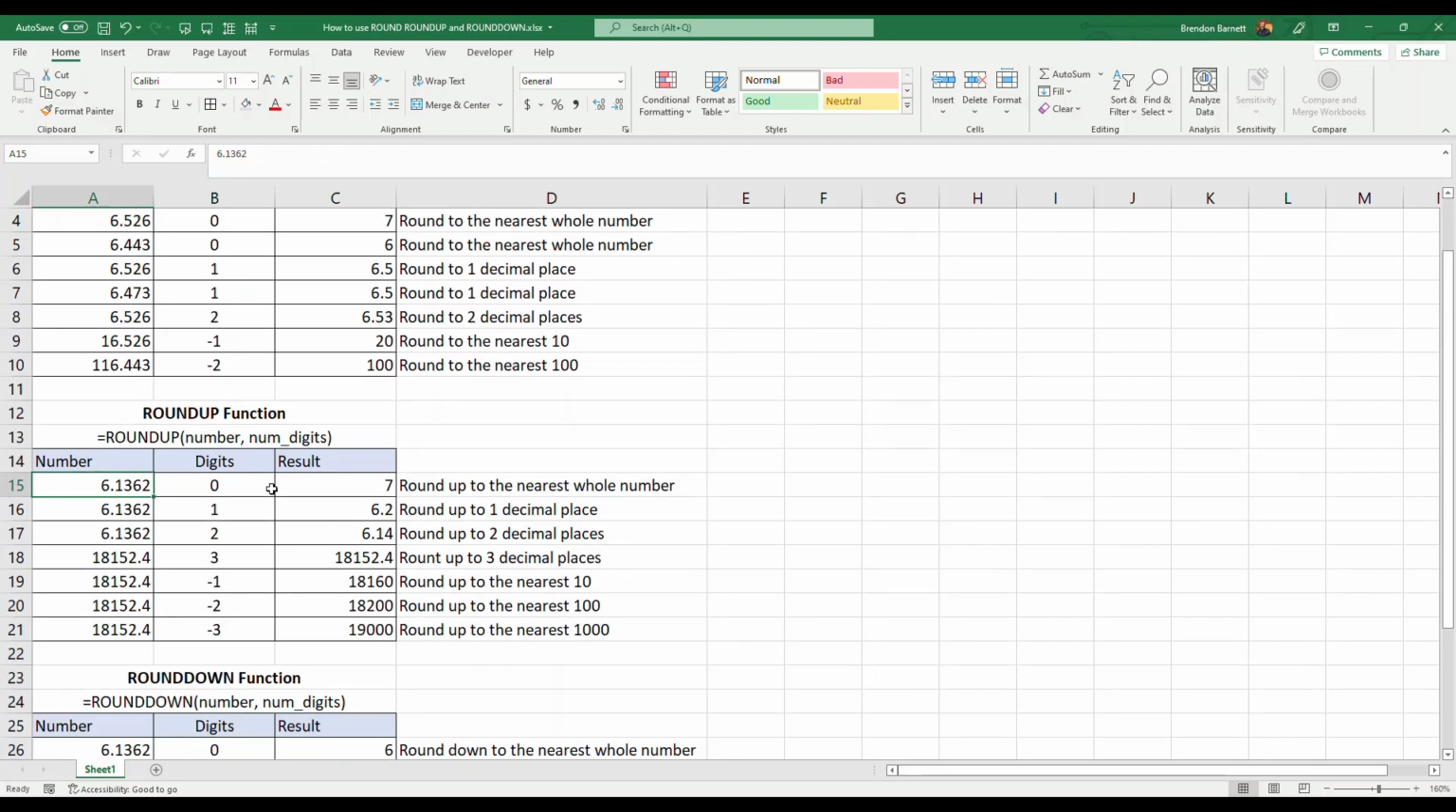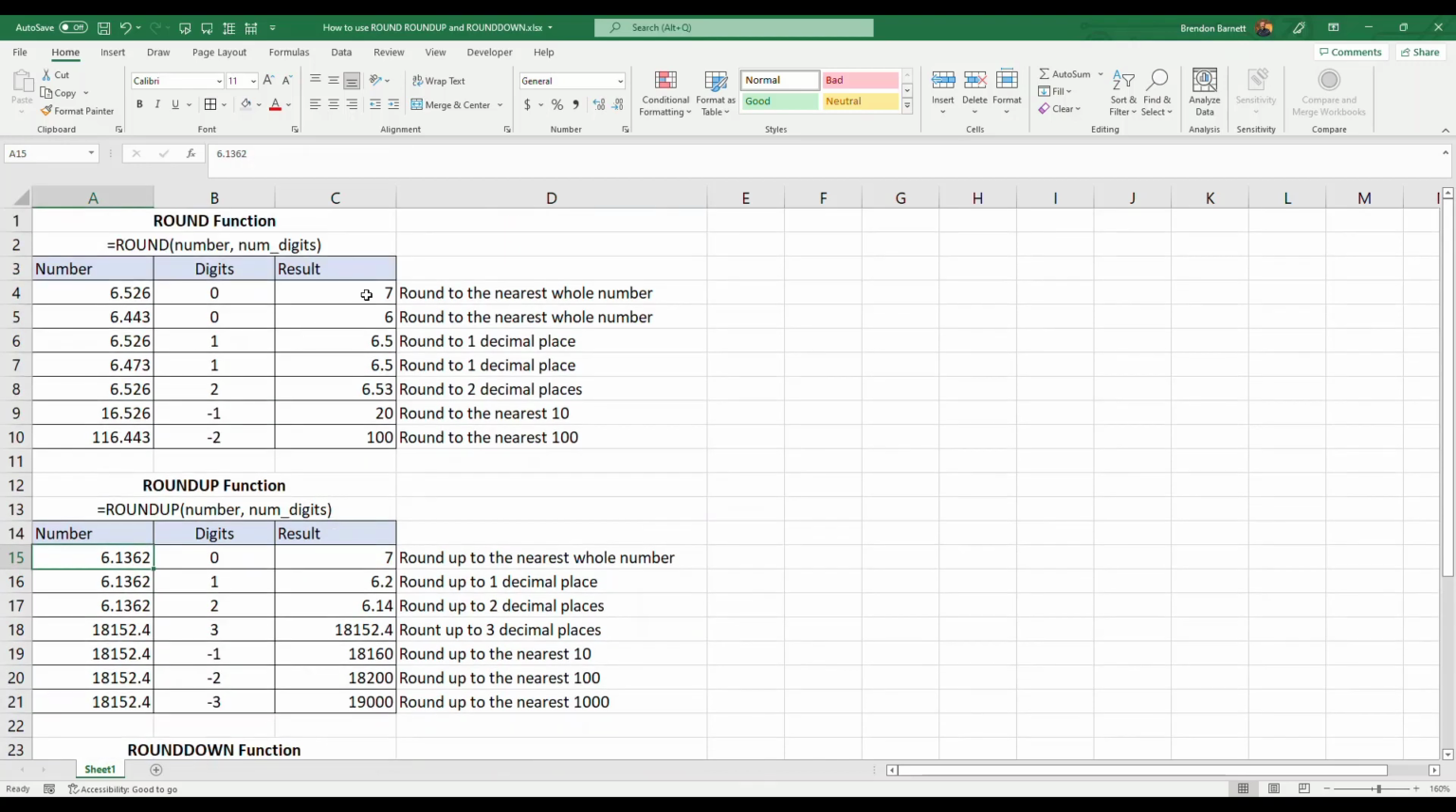So a quick example in the round up function, you can see here when rounding to the nearest 0 digit, it's going to round up to the nearest whole number. So 6.13, normally when using the round function, this would have rounded down to 6, but using the round up function, it's always going to go to the next whole number, which is 7. Similar here, now with the first decimal place, 6.13 is always going to round up to 6.2, even though it's closer to 6.1. And then you can do 2 and 3 decimal places.